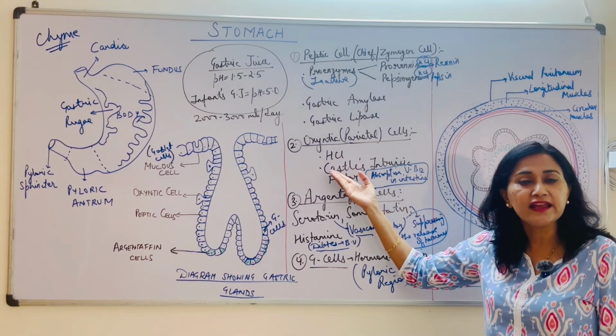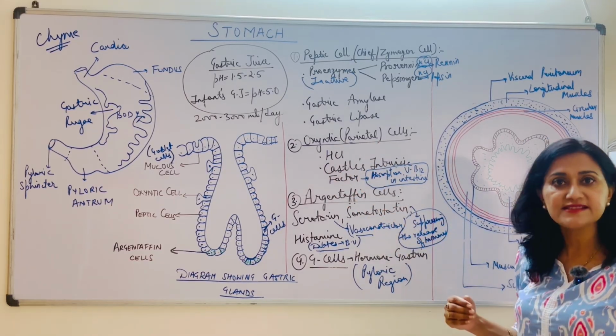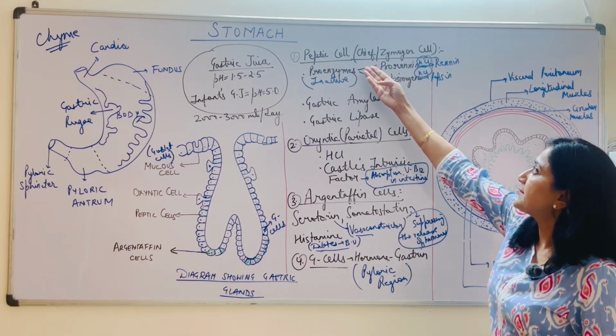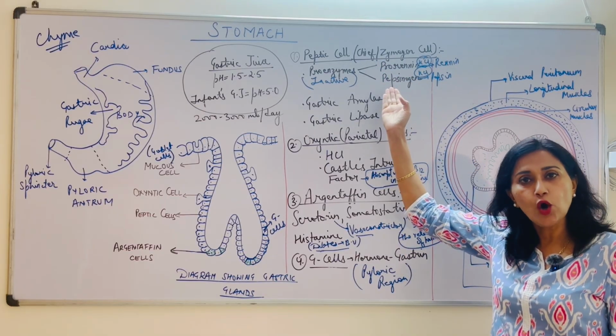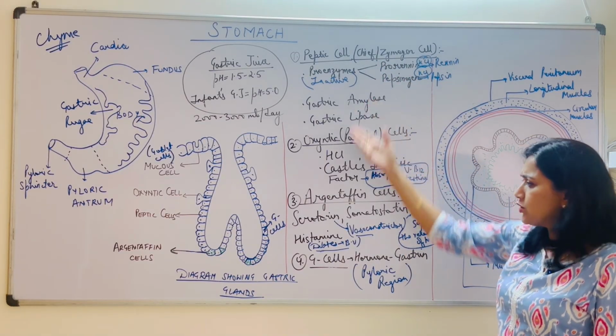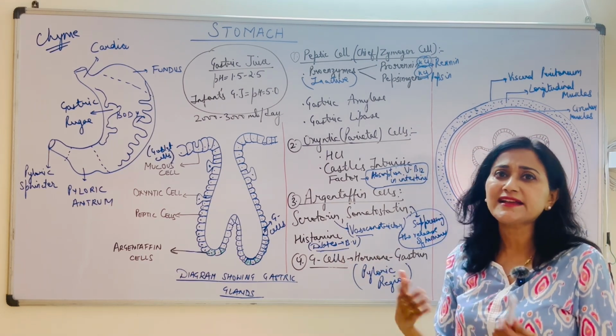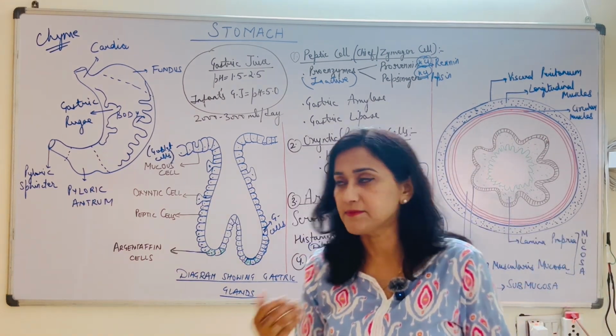parietal cells, what are they secreting, or what is the role of Castle's intrinsic factor, or peptic or chief cells, which are the enzymes they are secreting. So there are many probable questions which can come in different entrance exams.